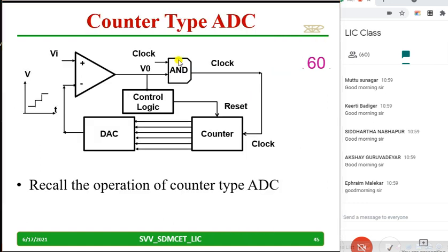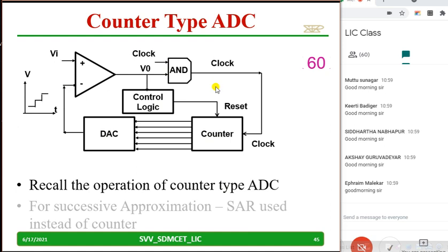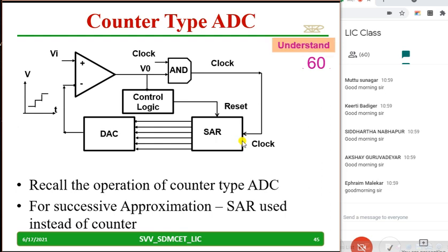Try to recall a counter type ADC. In the counter type ADC, we used a counter and a D to A converter. I used to get a voltage, and we used to compare this. Please try to recall. Now, the only difference is what? Instead of a counter, I am going to use a successive approximation register. That's all. The remaining operation will be as it is.